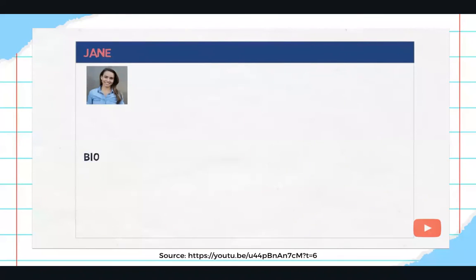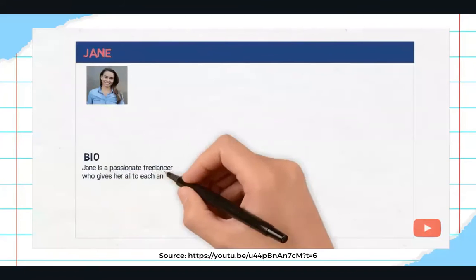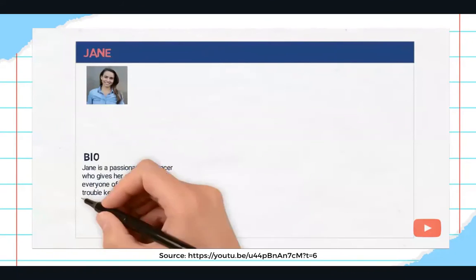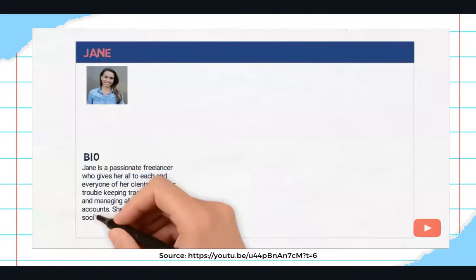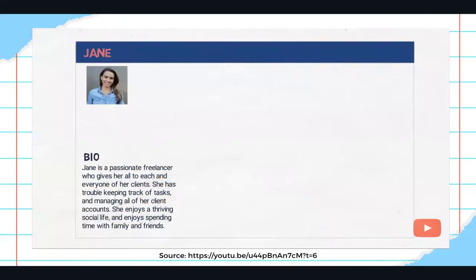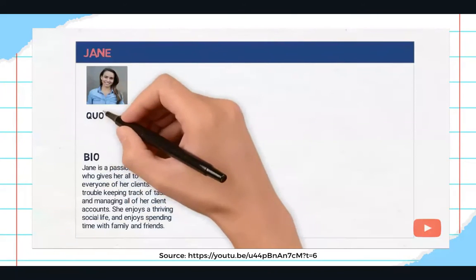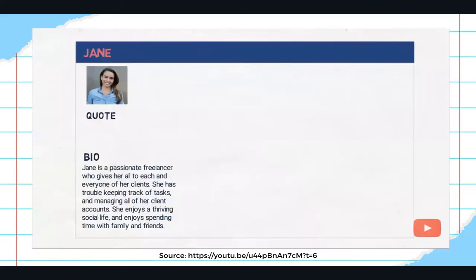Next, give your persona a short bio based on the research you conducted. Feel free to use personal and employment data points that were shared during your interviews. Next, you should include a quote for your persona. Your quote can be a quick snapshot of their personality or something that is important to them. Again, the goal is to allow everyone on the team to empathize with the persona.